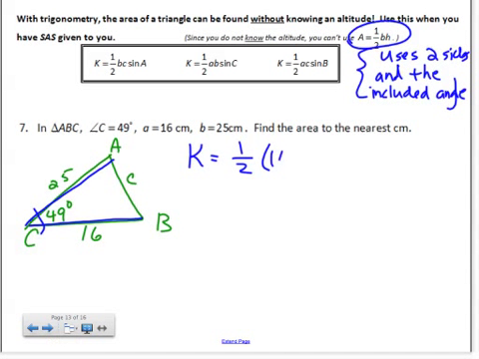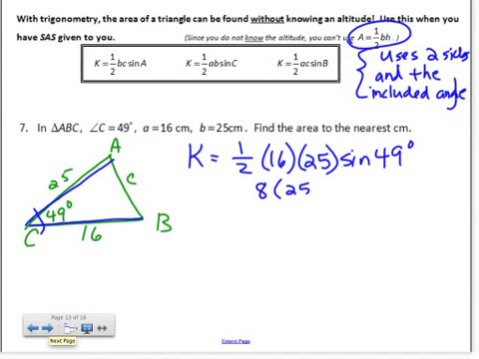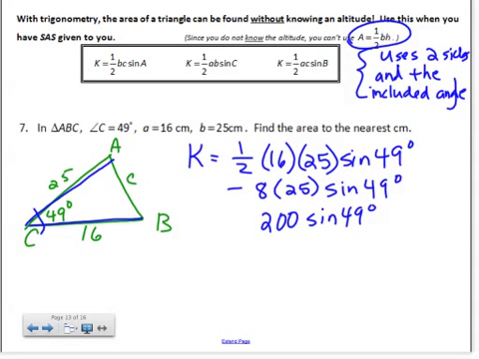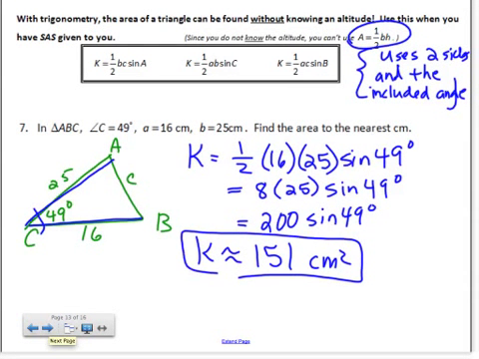25 times 16; you can take half of 16. Now, of course, I'm lazy and would do this on my calculator, but if I didn't have a calculator available and had to give an answer, that's as far as you could go without a calculator. You would do 200 sine of 49. And that means K is approximately 151 centimeters squared. Units matter.